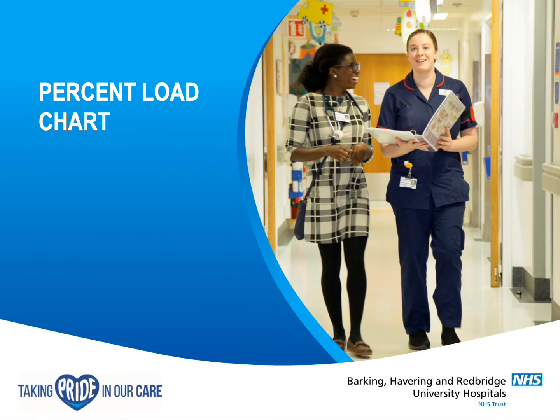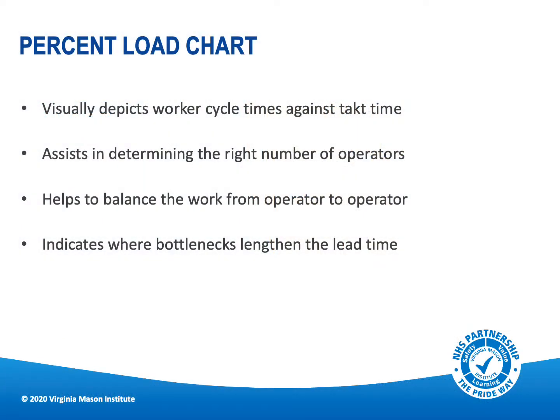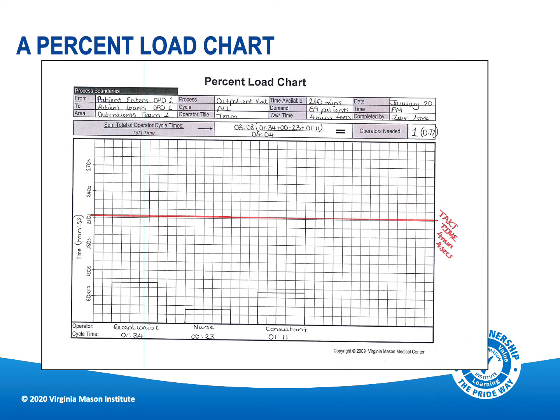Now we'll recap the percent load chart. The percent load chart helps us to balance the work between operators and indicates where bottlenecks are. It includes times from your cycle time observation forms. Like you did for the standard work combination sheet, you need to determine the increments for your graph. This time, these will be on the left-hand side, and your red TAKT time line will need to be drawn horizontally instead of vertically.